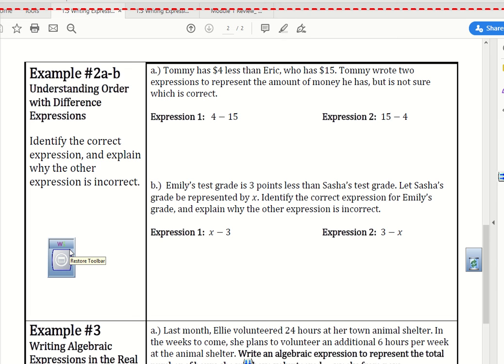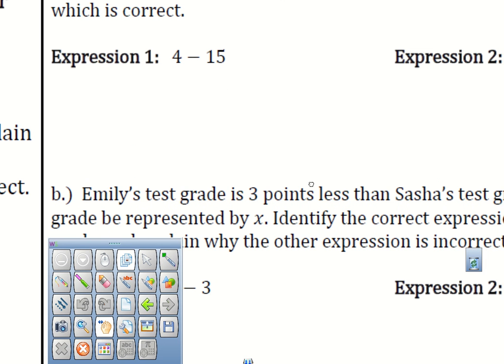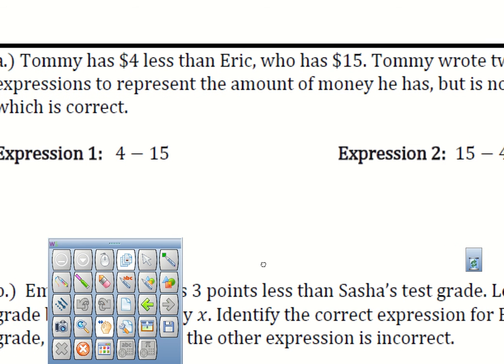All right, example 2 says understanding order with difference expressions. Identify the correct expression and explain why the other expression is incorrect. So letter A says Tommy has $4 less than Eric, who has $15. Tommy wrote 2 expressions to represent the amount of money he has, but is not sure which is correct. So he has $4 less than Eric, who has $15.